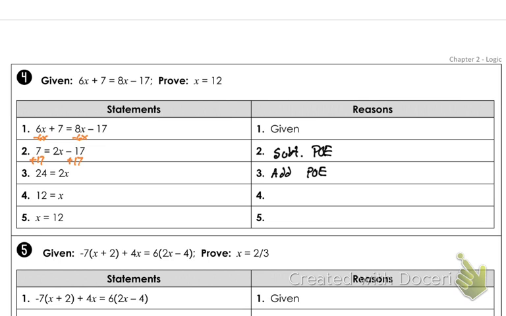And then I divided both sides by 2. That shouldn't be a new thing for us. That to get rid of 2x, I divide both sides by 2. And I come up with 12 equals x by doing the division property of equality. However, this one has a 5th step.